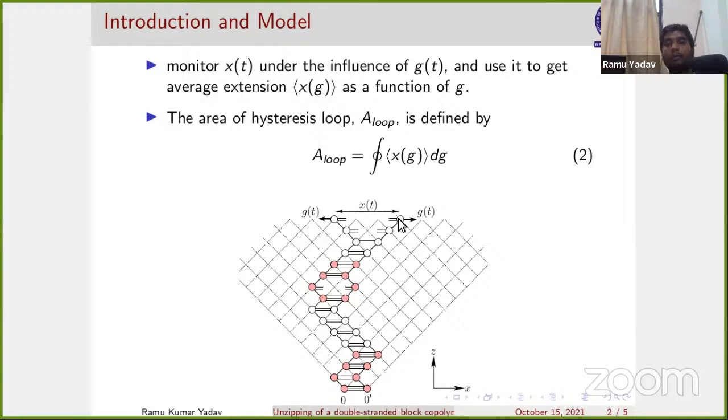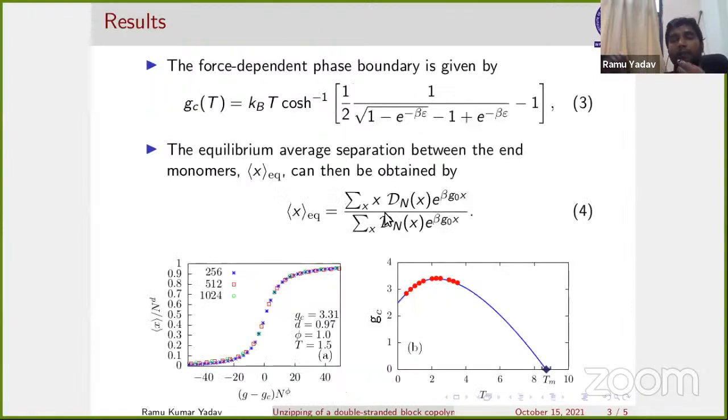Now we monitor the distance between these monomers. The distance between these monomers is the response in our case, and we monitor this distance as a function of the force. We have the recursion relation of the partition functions, so from there we can use the exact transfer matrix techniques to calculate the separation between the two end monomers. So we calculate that separation as a function of the force. Here are the three different DNA.